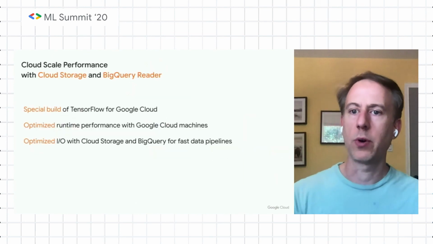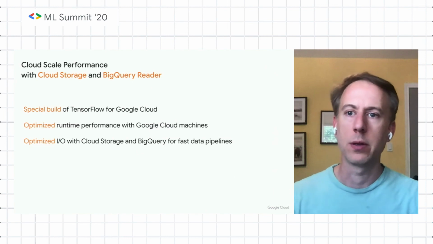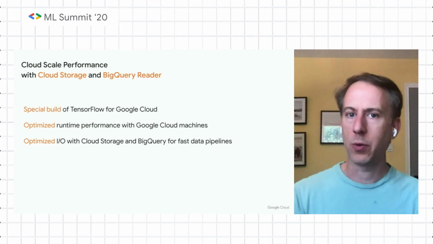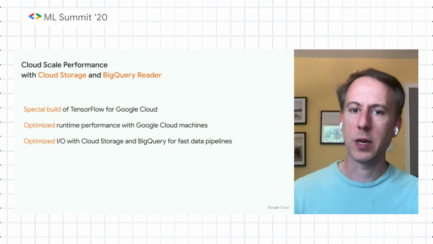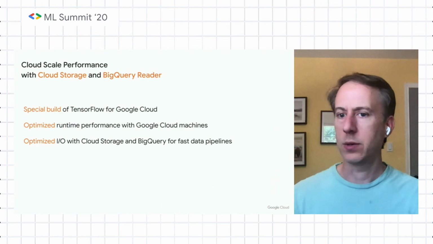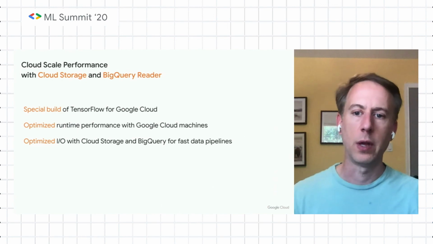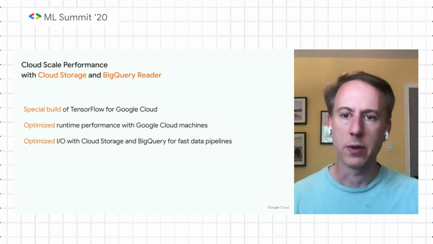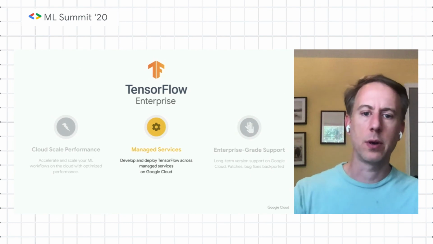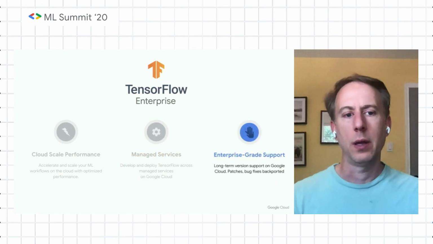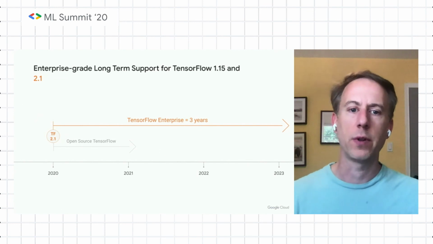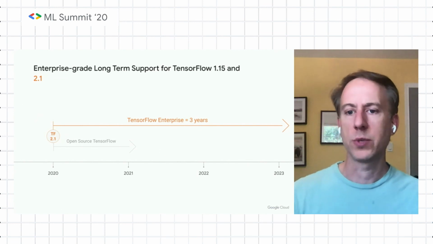So just to dive in a little bit more to some of these points, from a performance perspective, we see that there's integrations with cloud storage and BigQuery Reader. When you're pulling in massive amounts of data, the I/O is a key aspect of performance. And so without any code changes, you're able to take advantage of our optimizations for these input sources. I'm not going to go too much into managed services because that's really the heart of this presentation today. With enterprise grade support, as I mentioned, if you happen to use an enterprise version of TensorFlow, there's a 3-year long-term support roadmap for that.